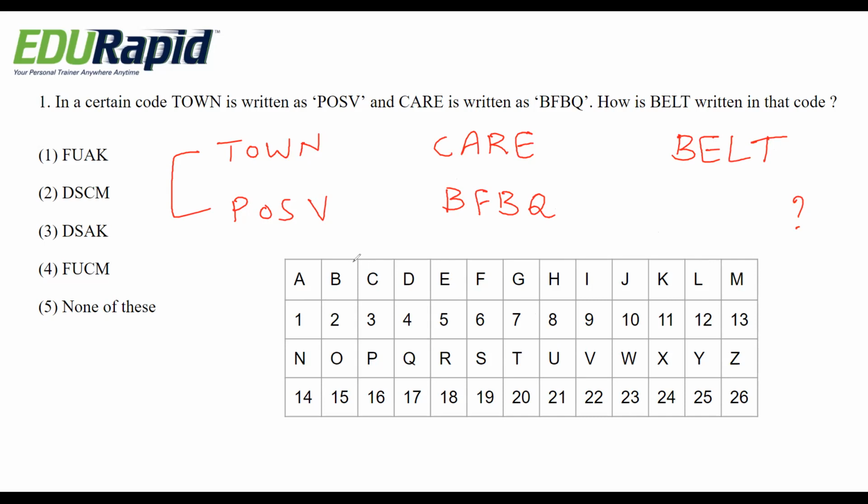In total, for A it is 1, and for H it is 8. This table should be in your mind. Please note down this table. Please take pen and paper and note down this table.